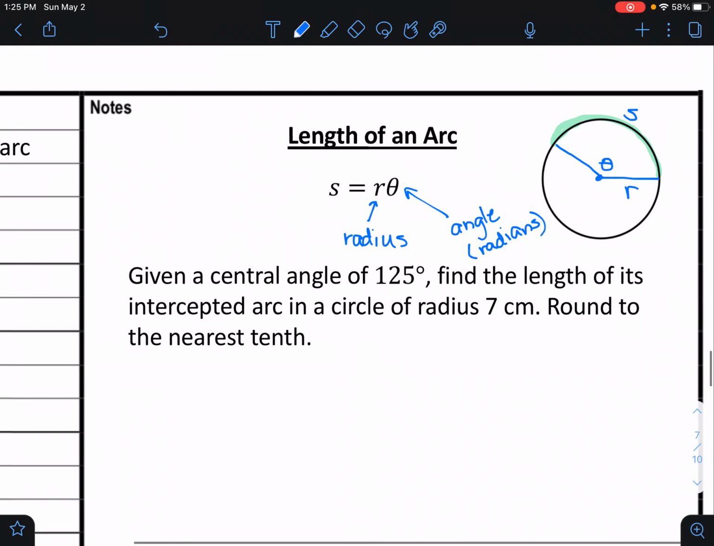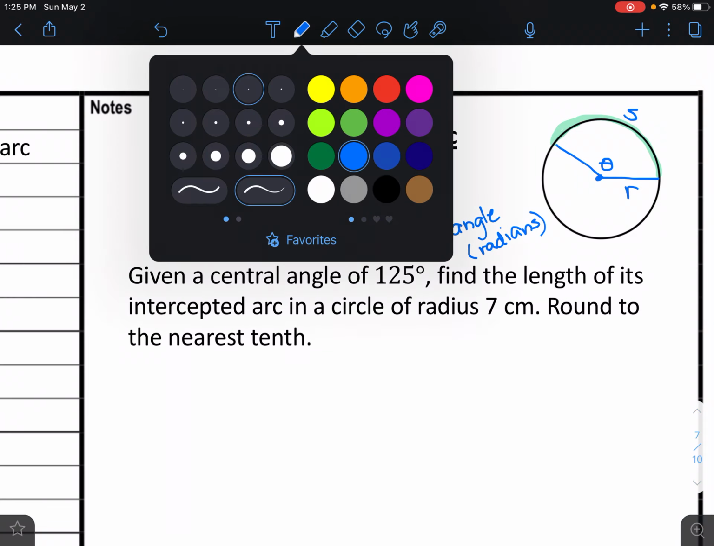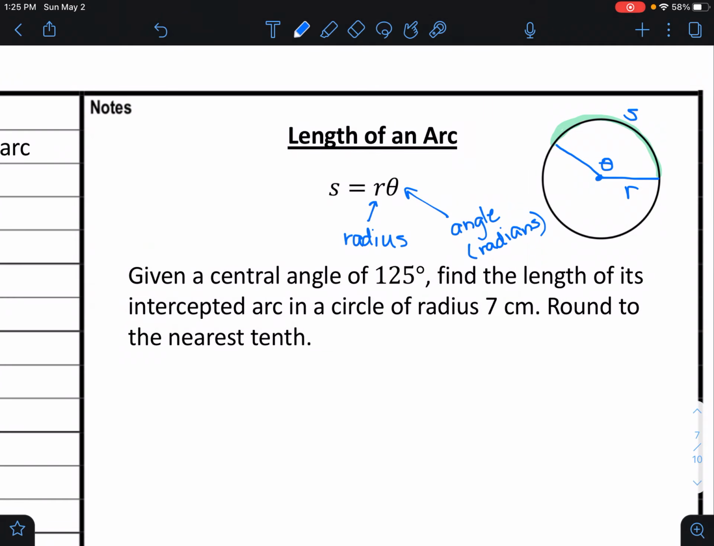Okay, so here it says, given a central angle of 125 degrees, find the length of its intercepted arc, so that would be the green length there, in a circle with a radius of 7 centimeters, and then round to the nearest tenth. Okay, so the first thing is I need to know the angle is 125 degrees. That's not in radians. According to this formula, you have to put it into radians first. So I need to convert this. So I'm going to do that using the method we just talked about.